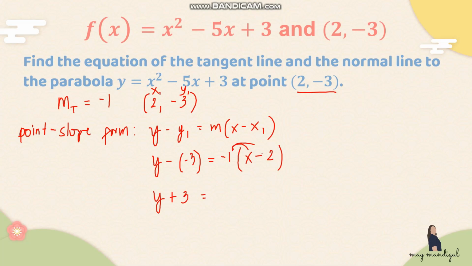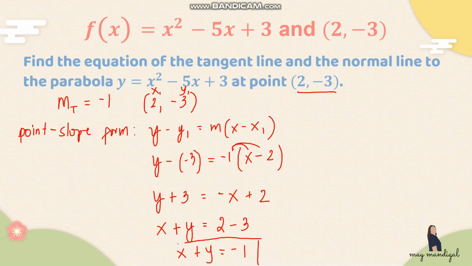Then distribute -1, so negative x plus 2. And then we just have to arrange this, so x plus y equals 2 minus 3. So therefore, we have x plus y equals -1. So this equation now is the equation of our tangent line. So we're able to identify the equation of a tangent line because we already have the slope. In order for us to get the slope, we identified first the derivative and then evaluated it at the x-coordinate of our point.